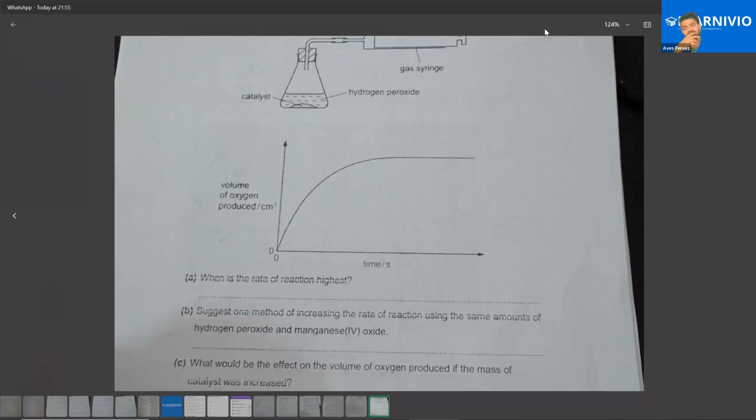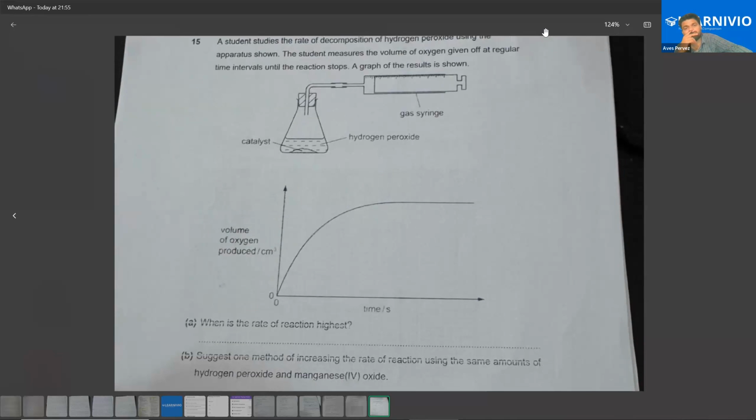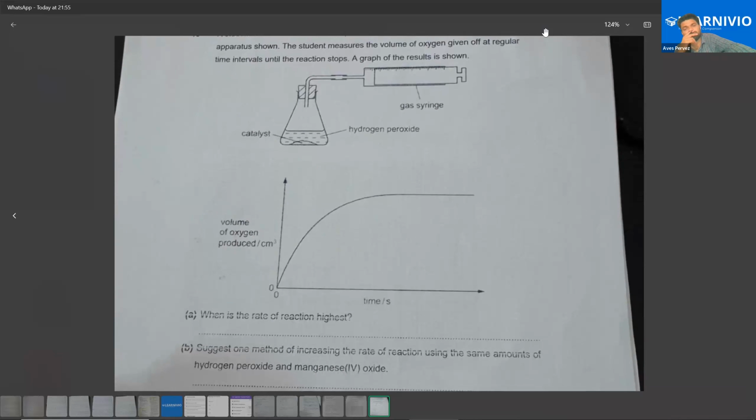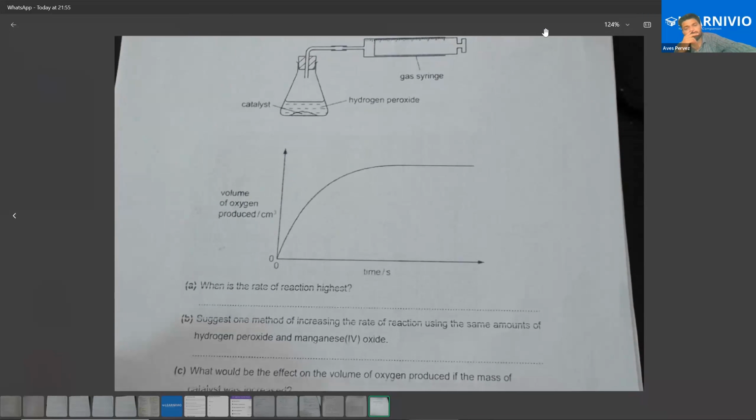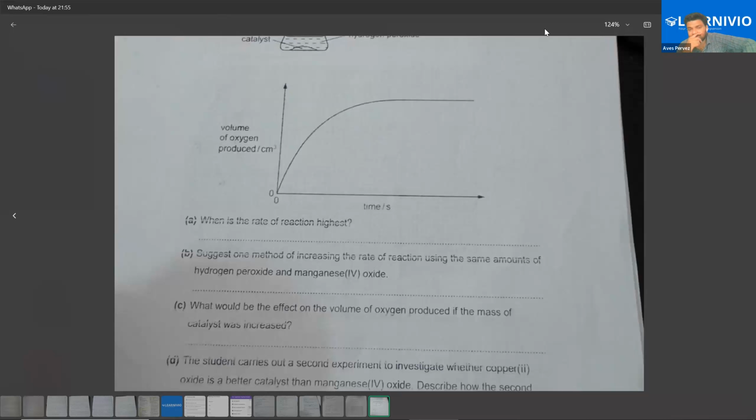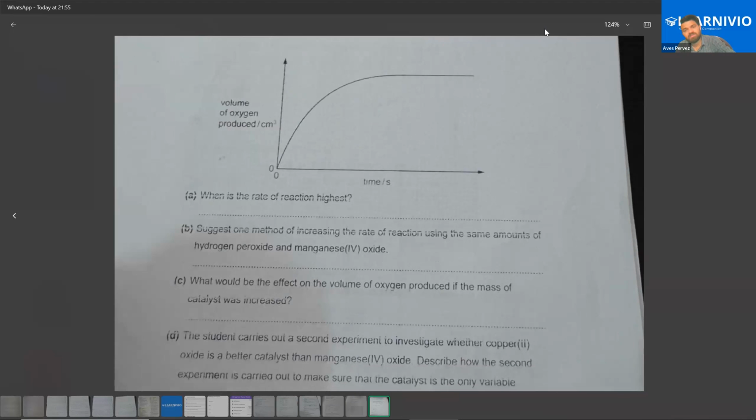Suggest one method of increasing the rate of reaction using the same amounts of hydrogen peroxide and manganese oxide. You can increase it by increasing the surface area, by cutting or crushing it, reducing the substance to finer particles to increase the surface area.